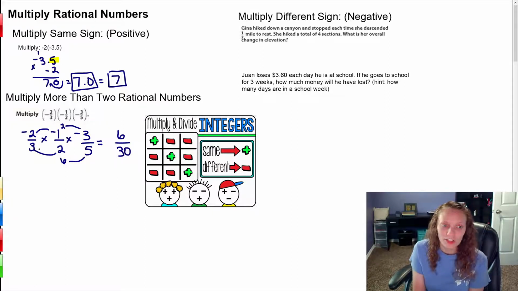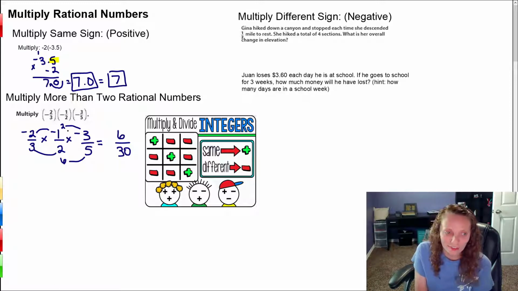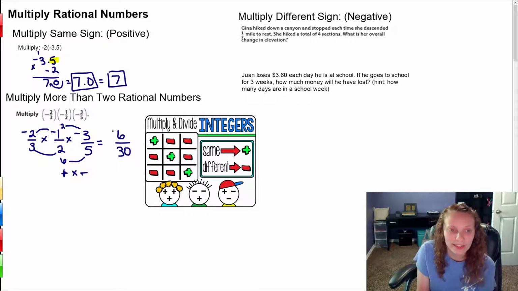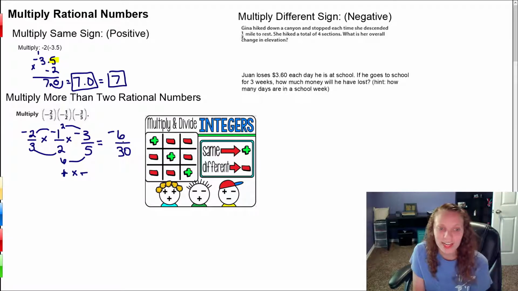Now let's talk about the negative signs. If I take a negative times a negative, let's just look at the first two numbers to begin with. A negative times a negative, those signs are the same, so that is positive. So this became a positive at this point. But then we had to do a positive times a negative for this last number. Well, these signs are now different. And I'm noticing that if you have different signs, it will be negative. So our answer is negative 6 over 30.